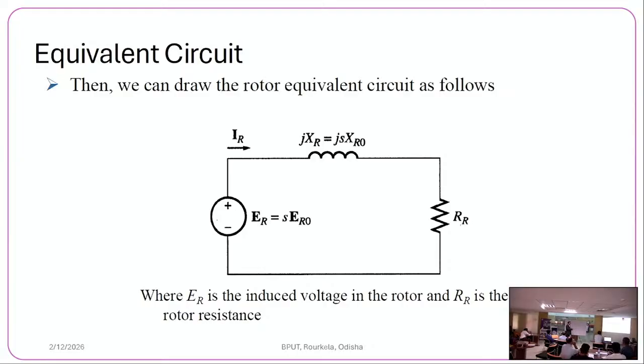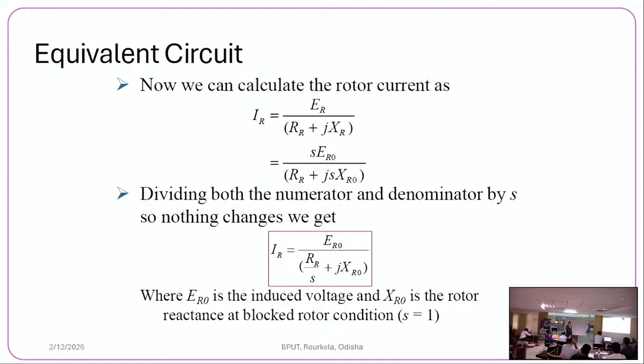At any slip S, the EMF is S times the starting EMF, and the frequency is S times the starting frequency. So the reactance is S times, but the resistance is fixed. Now we convert it to the stator side. What is the rotor current? Rotor current equals EMF divided by resistance plus j times reactance. The EMF is S times the starting EMF, the resistance is the same, and the reactance is S times the starting reactance.